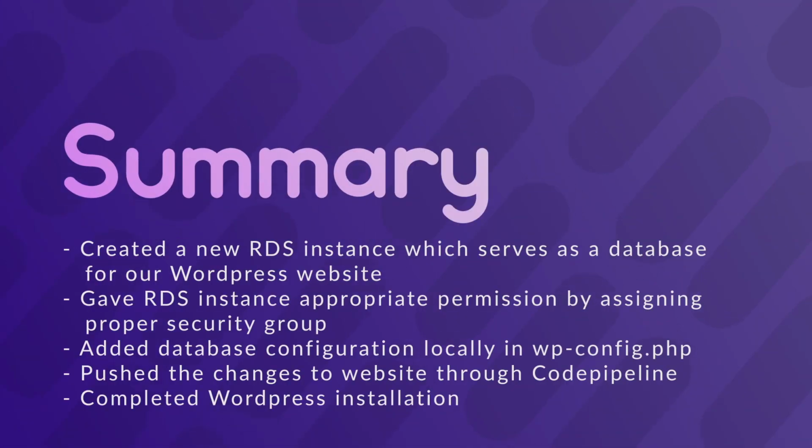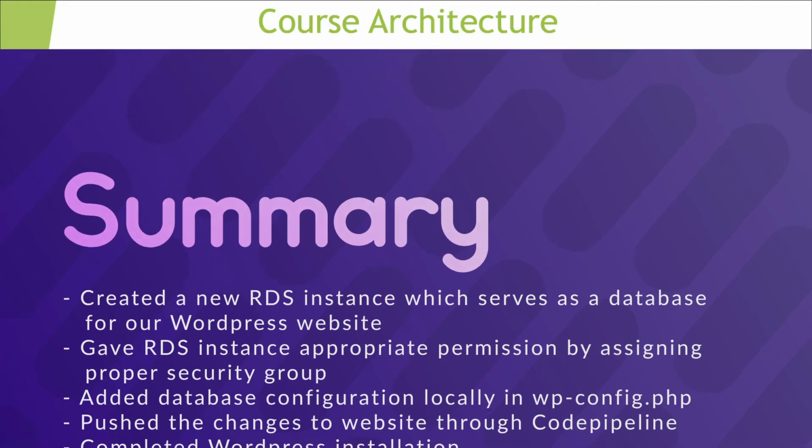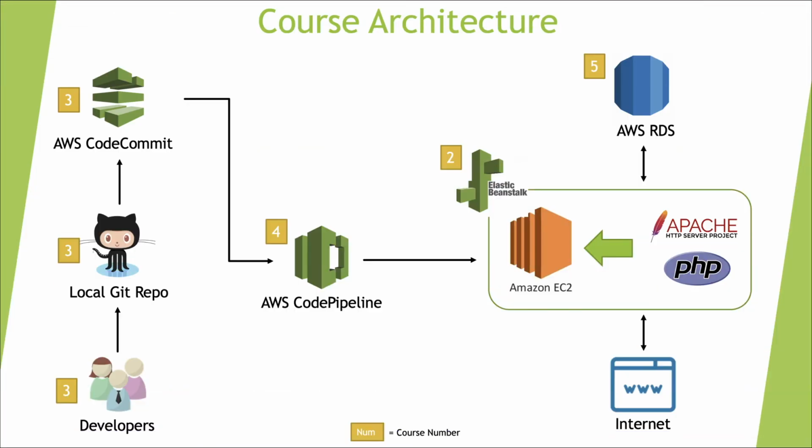So that's all for this video. In this video, we created a new RDS instance on AWS and gave it appropriate permission by assigning a proper security group so that it can be accessed from our EC2 instance. We then added the database configuration details locally in our project and pushed to AWS CodeCommit. The pushed changes were then automatically deployed by our pipeline. So that's all for now, and I'll see you in the next video.